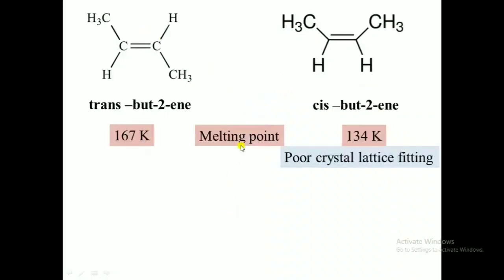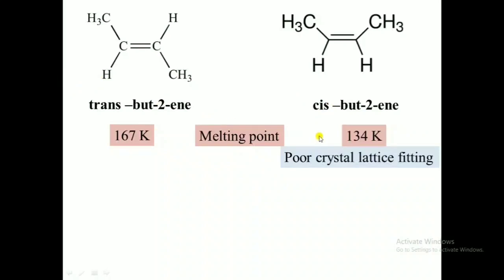Okay, so since they are two different isomers, they have differences in their physical properties. So let's see some of the physical properties where these molecules differ because of these spatial arrangements. It's very interesting to see. The melting point of trans butene is 167 Kelvin, whereas the melting point of cis butene is 134 Kelvin. This difference in melting point is because of the difference in their spatial arrangements.